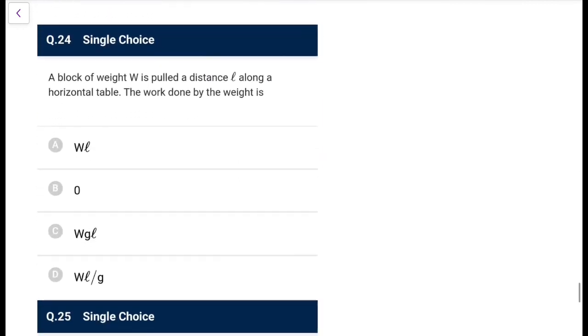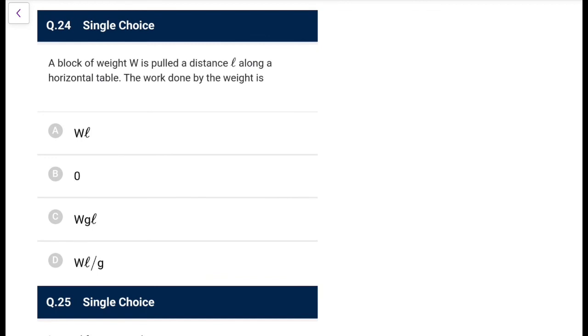It's your internal work. You feel exhausted after running because you are doing the work internally. A block of weight W is pulled a distance L along a horizontal table.